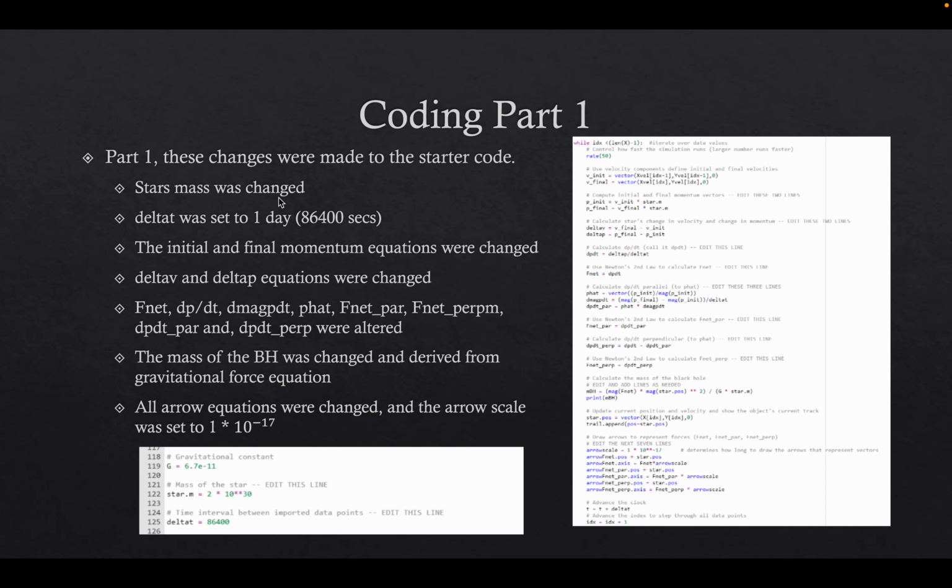So in part 1, my dummy email was changed to my GT email, my star's mass was changed, delta T was changed, the initial and final momentum, delta V, delta P were changed, and then obviously all the F net, parallel, perpendicular, dP, dP parallel, perpendicular, dmag, pdt all had to be updated to their derived equations. And then from that, we could derive the black hole's mass from the gravitational force equation. And then all the axis scaling had to be changed so that the model looked nice and complete.